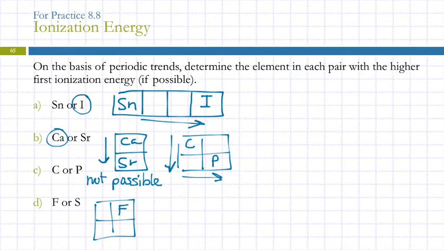So here's fluorine, here's sulfur. Now this is a diagonal, but it's not conflicting trends. Going across predicts that fluorine is smaller, so we'd say fluorine has the greater ionization energy. The trend of going down says that fluorine is smaller and fluorine will have the higher ionization energy. So here the trends reinforce each other. Fluorine's got the higher ionization energy.